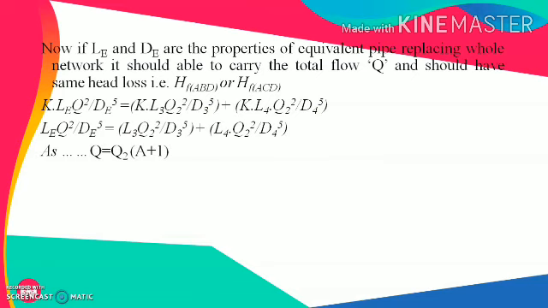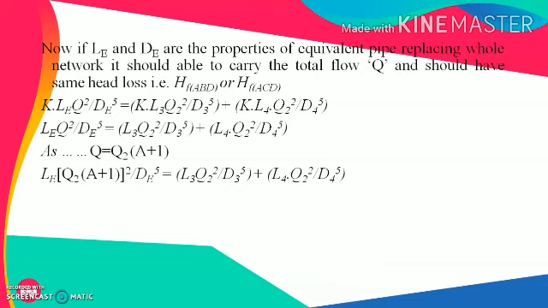Now as Q equals Q2 in bracket A plus 1, that we have seen in the previous case, we can replace the Q by Q2 into A plus 1. So now the equation becomes LE Q has been replaced by Q2 in bracket A plus 1. So it will be LE Q2 A plus 1 bracket square upon DE raised to 5 equals L3 Q2 square upon D3 raised to 5 plus L4 Q2 square upon D4 raised to 5.